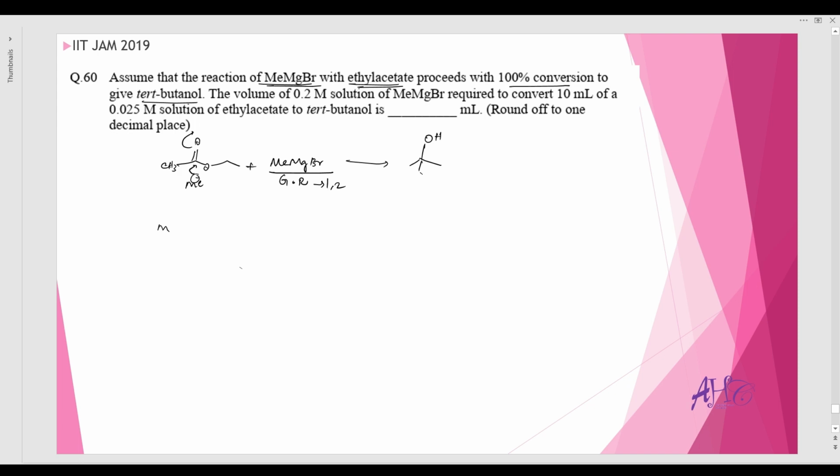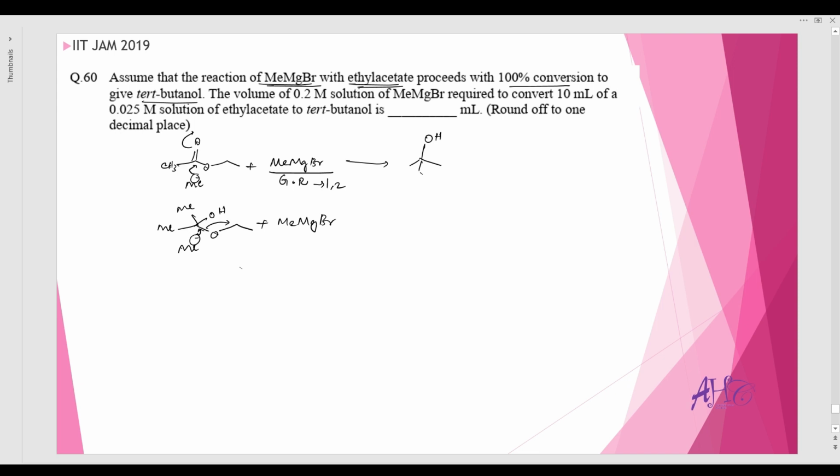So what happens? You have your methyl group, and then you have one more methyl group, and then comes your ethoxy group. So here you don't have your tertiary butanol. So to form tertiary butanol, what are we going to do? Again we are going to add one more methyl magnesium bromide. So if we add one more methyl magnesium bromide, what happens?